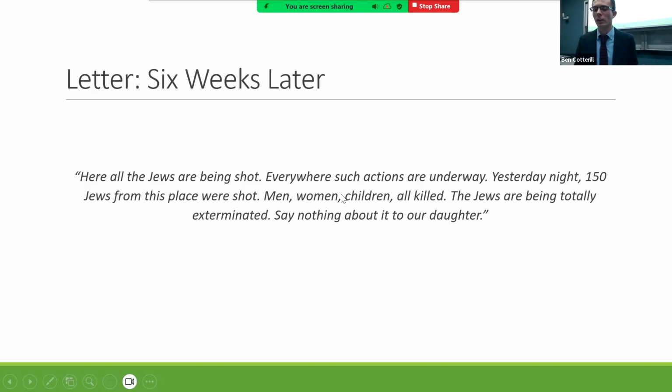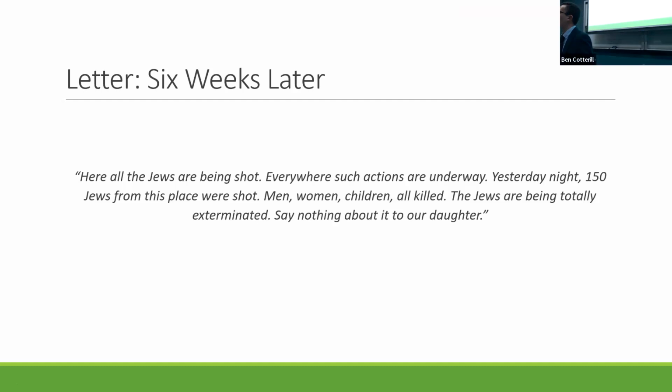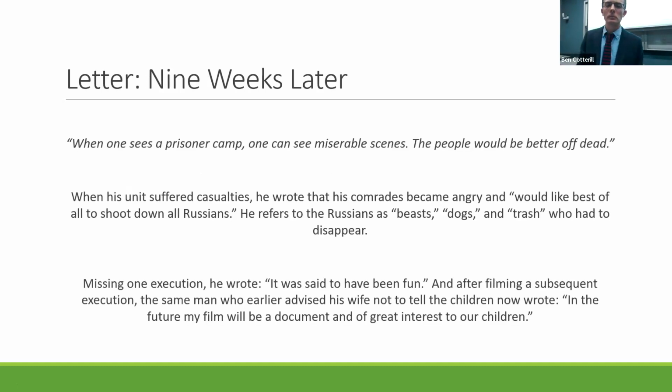Second of all, he's clearly ashamed because he tells his wife to keep it hidden from his daughter. Okay, he doesn't want his daughter knowing what he's doing. So we can see at this point, there isn't really great confidence evident that what he's doing is right. Okay, there's pretty clear shame. But only 9 weeks after this letter, after he's taken part in more and more killing, we see a pretty unbelievable, disturbing transformation.